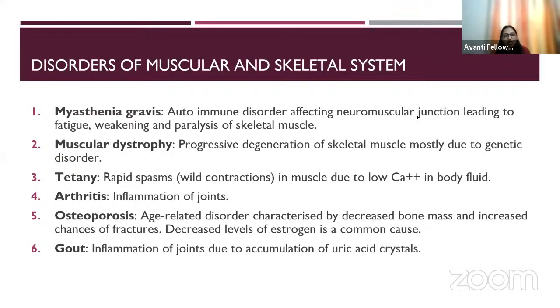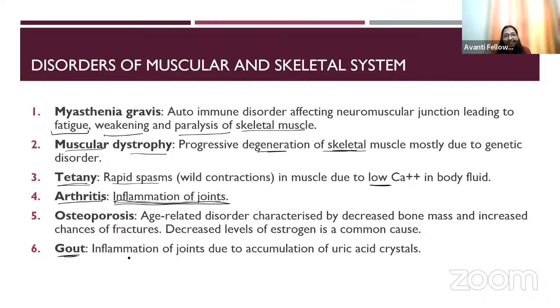Moving next are the disorders. The first disorder is myasthenia gravis. This is an autoimmune disorder, which leads to fatigue, weakening, and paralysis of the skeletal muscles. The second one is muscular dystrophy, a genetic disorder which leads to the degeneration of the skeletal muscle. Third is tetany, which is rapid spasms that occur due to low calcium level in the body fluid. Fourth one is arthritis, that is the inflammation of the joint.